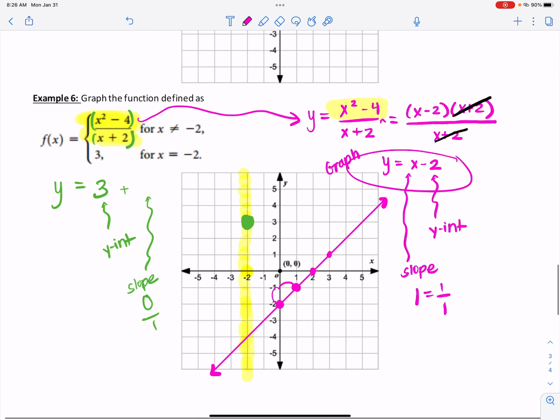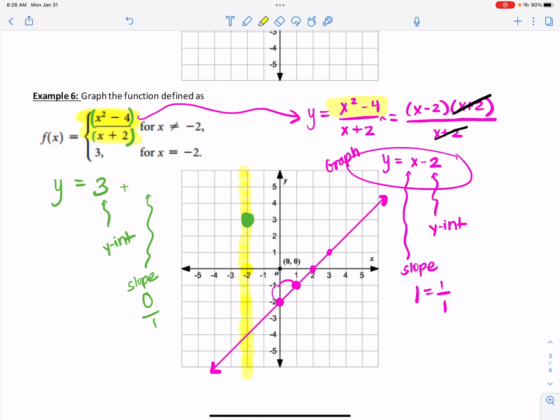Now back to this piecewise part. It's only interested in this graph when x is not equal to -2. So I can graph this pink function pretty much anywhere, except when x is -2, it doesn't want me to include it.